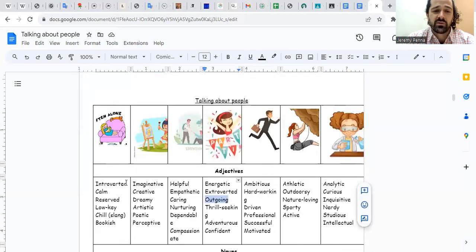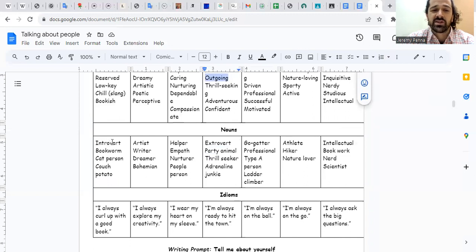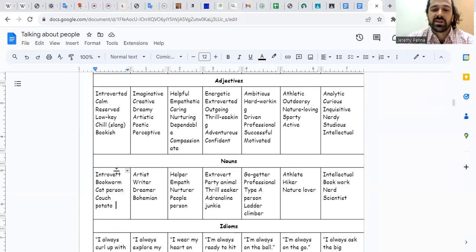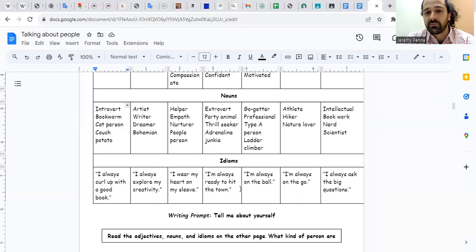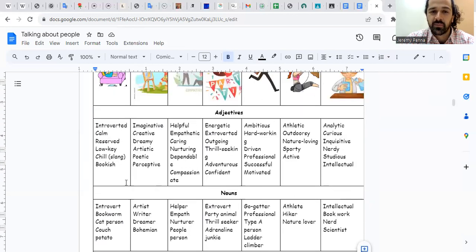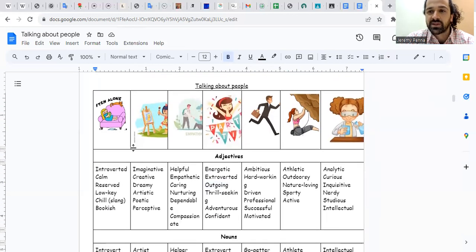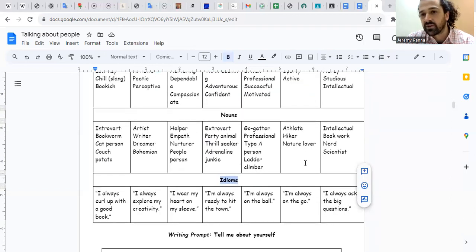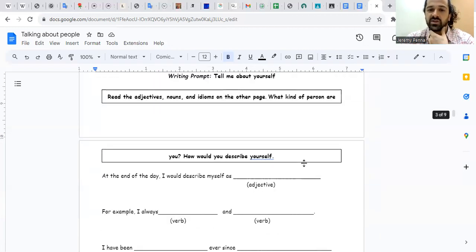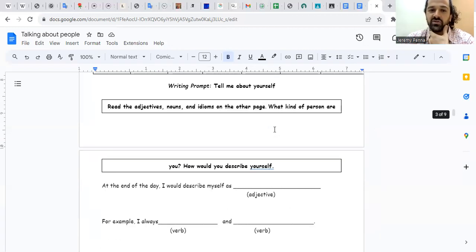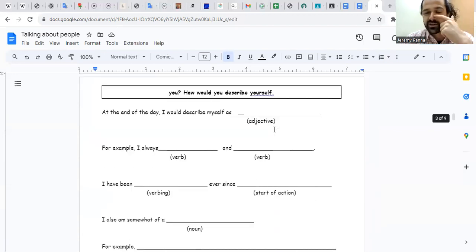For nouns, what nouns describe this personality type? Well, we say she's an introvert. She's a bookworm. I like this, she's a cat person. She's a couch potato. And what idioms, what sayings describe this person? Well, she is the person who always curls up with a good book. So all of these personality types have their adjectives, their nouns, and then their idioms. So you're supposed to look here, and then use these to write your own personal narrative using this template.